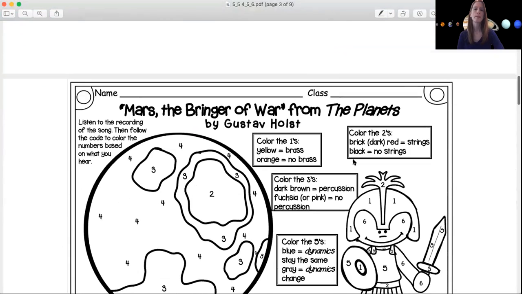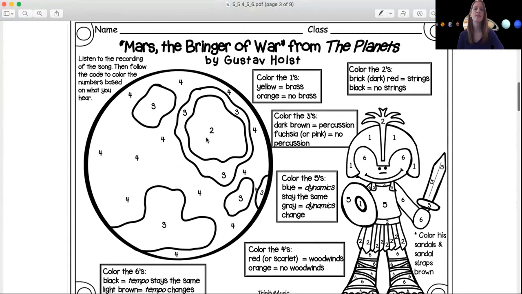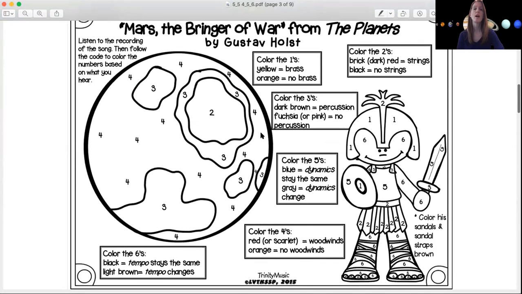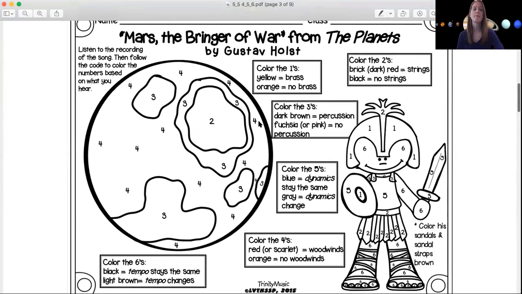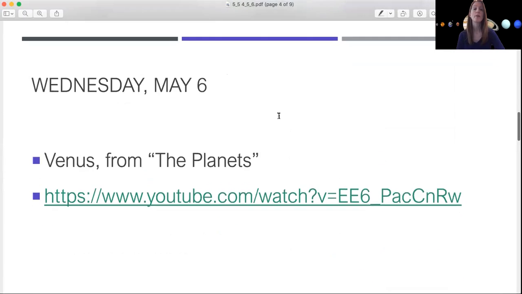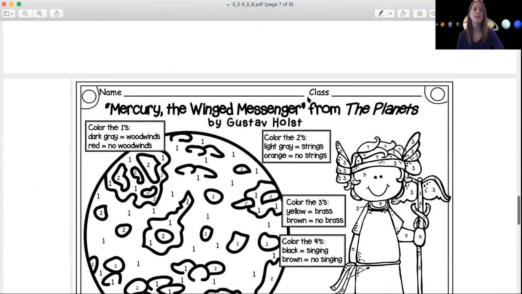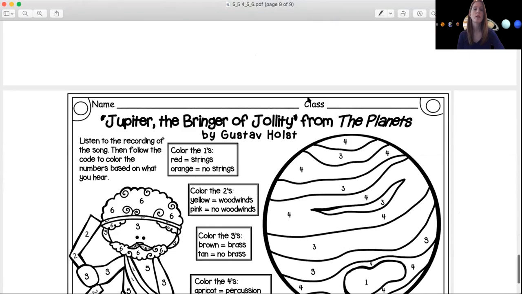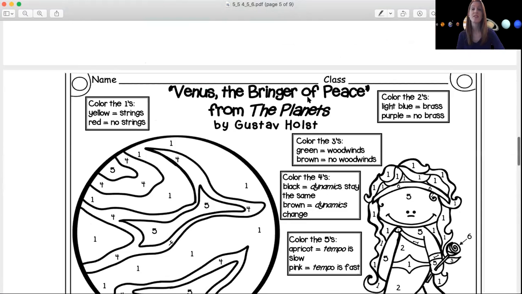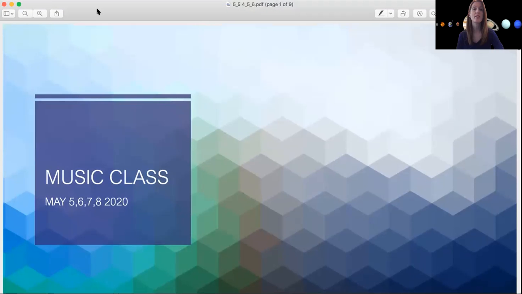And then I included a coloring glyph if you wanted to do it. You can either print this up or I think it moves. Nope, I'm wrong. It moved when I did it. Next, we're going to go to Venus, and there's a coloring one for this. Thursday is Mercury, and then Friday is Jupiter. So let's get ready to go on a journey to the planets.